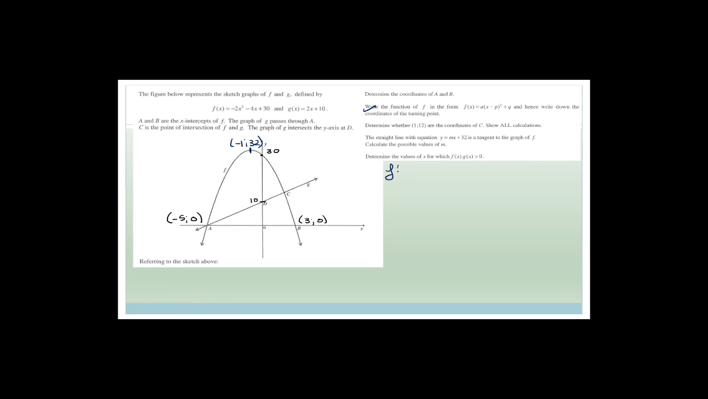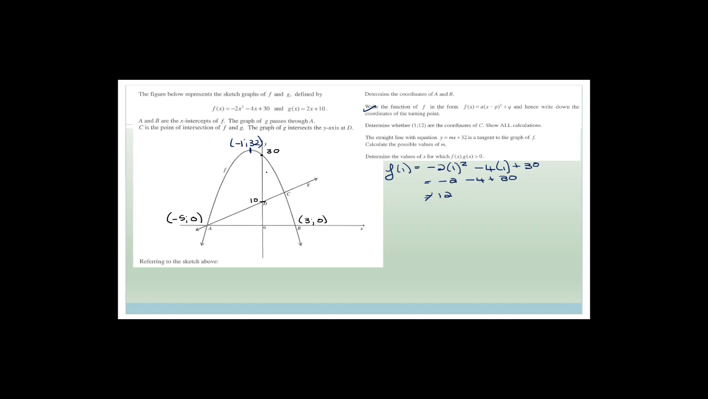I'm going to go f of 1 is minus 2 times 1 squared minus 4 times 1 plus 30, which becomes minus 2 minus 4 plus 30, which is not 12. Am I right? Minus 2 times 1 squared minus 4 times 1 plus 30, which is minus 2 minus 4. Yep, does not equal 12.